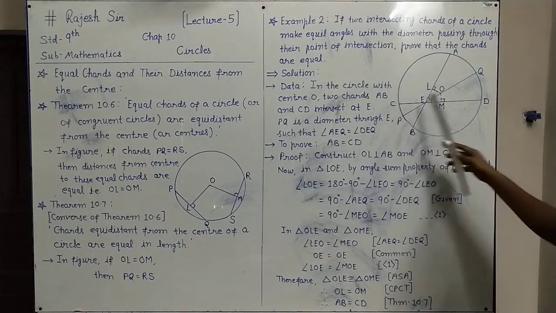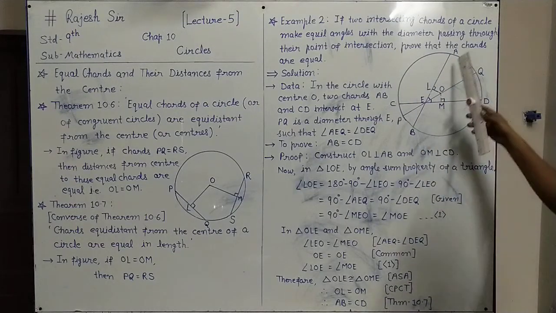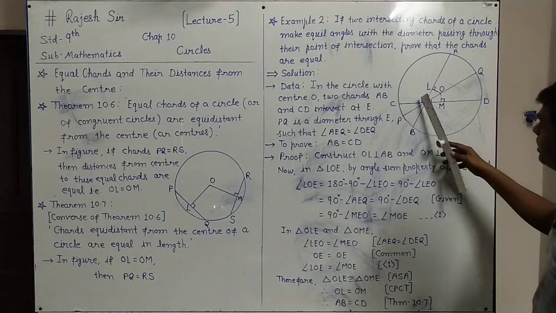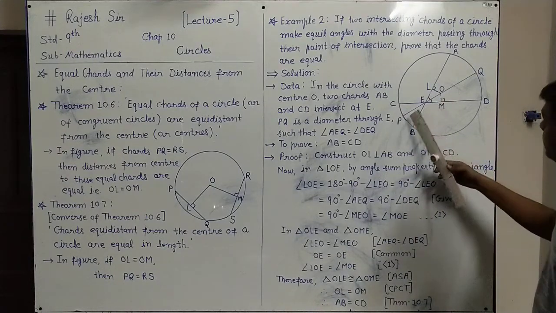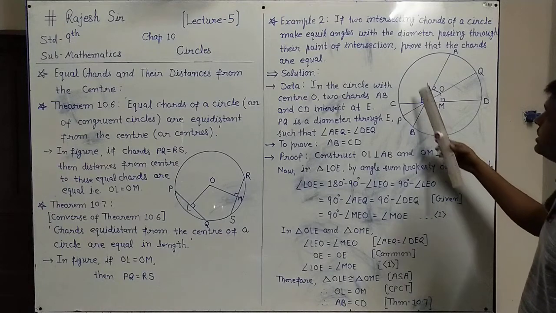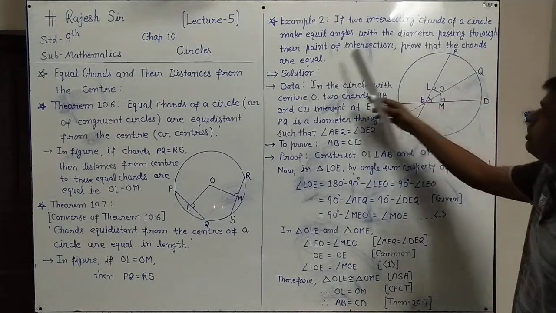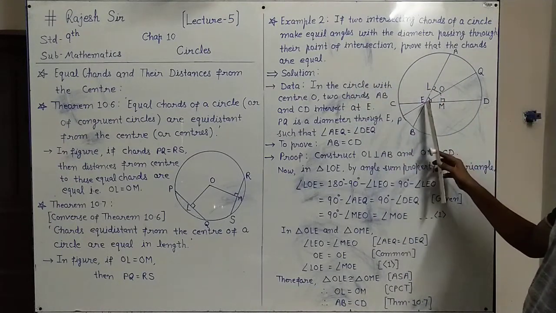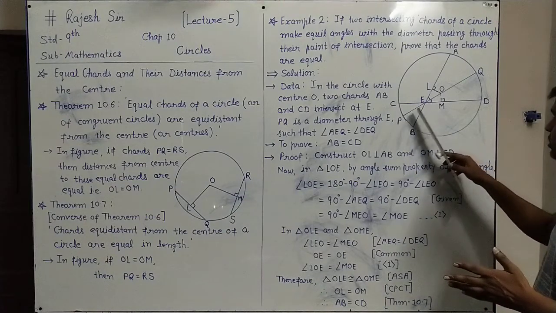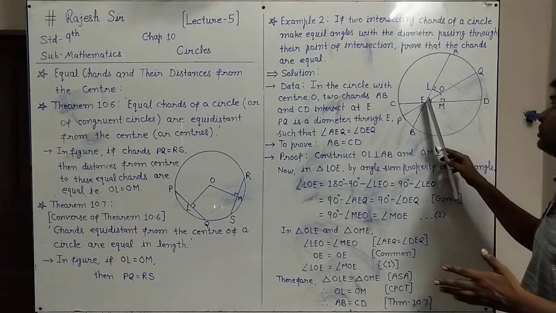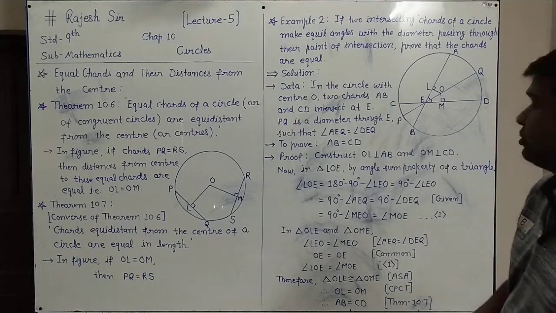that is, we have shown here the intersecting chords of a circle, AB and CD, intersecting at the point E, and this PQ is a diameter passing through the point of intersection. The point of intersection is E. So we have to draw the diameter passing through this E. So PQ is drawn in such a way that it passes through E and it is a diameter also.